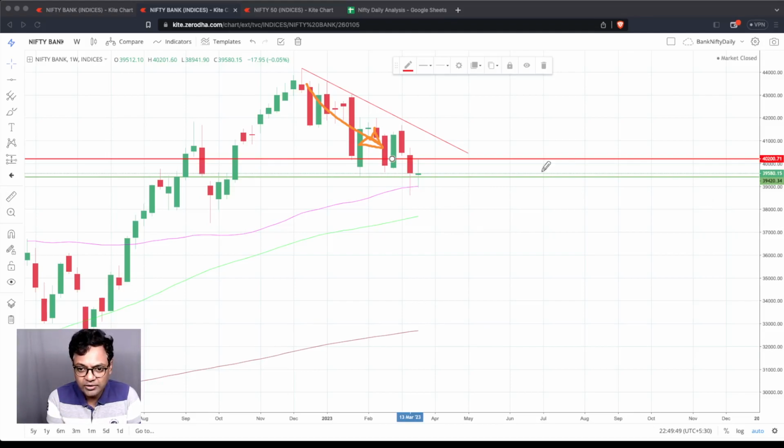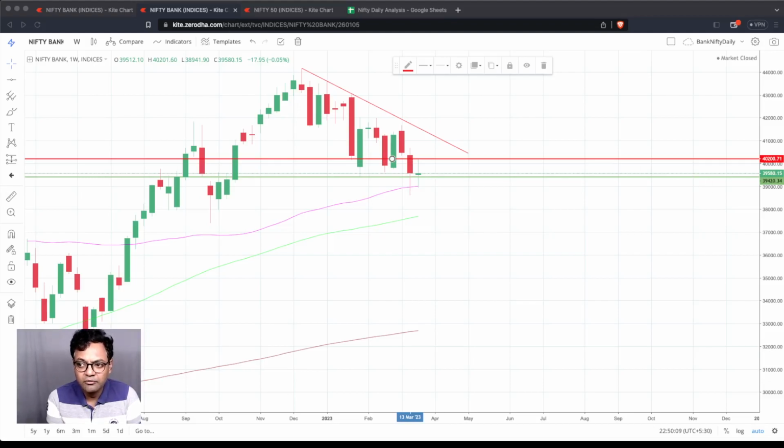But as long as the close is above this, then this weekly candle will look like a doji or a spinning top, which shows indecision. So there can be one more week of consolidation, after which it can break down or something like that will happen. So it is better not to take oversized positions.